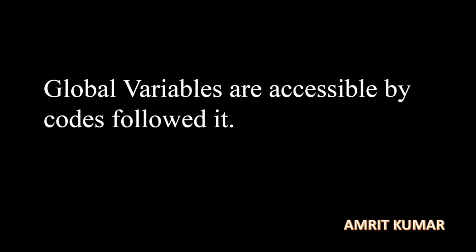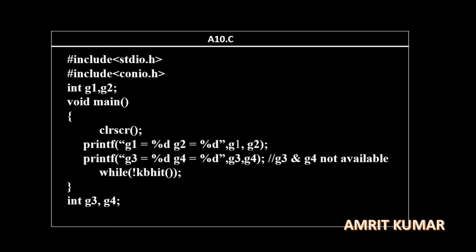So how can we access the global variable? Let's look at it. #include <stdio.h> header file, #include <conio.h> header file. So stdio.h stands for standard input output header file, which helps us to call the functions under the stdio.h header file, and those under the conio.h header file.